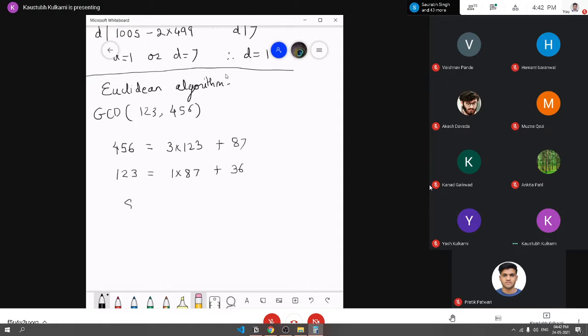Again, shift left. 87 comes here, 36 comes here. Now 36 twos are 72, 36 threes are 108, right? So that exceeds. So 2 into 36 is 72, remainder 15. Again, shift left. 36 shifted, 15 shifted here. So 15 twos are 30, 15 threes are 45. Similarly, 15 then 6. So 6 threes are 18, 6 twos are 12. 2 is the quotient, 3 is the remainder.